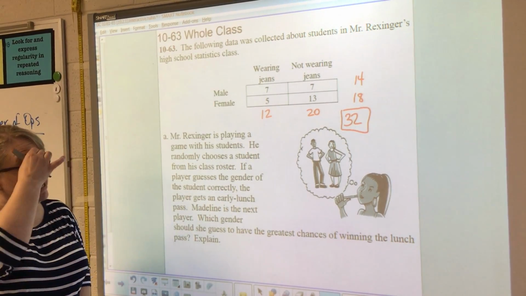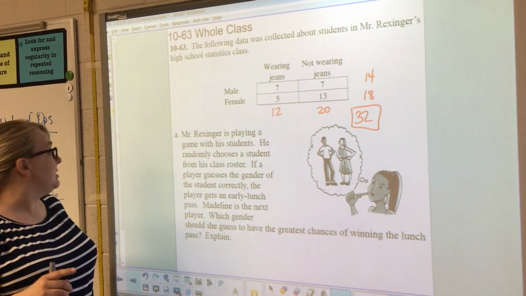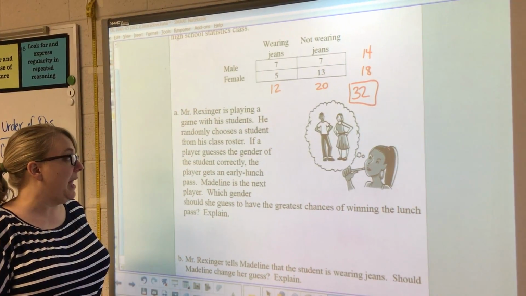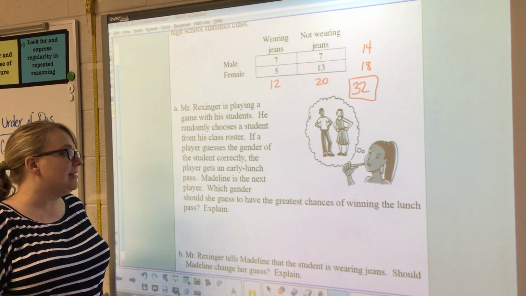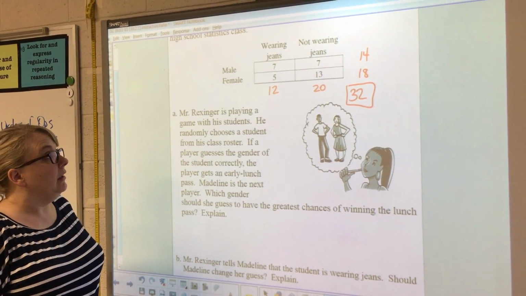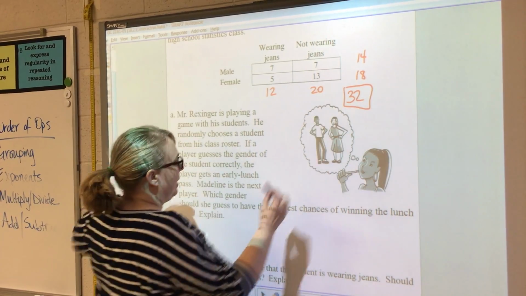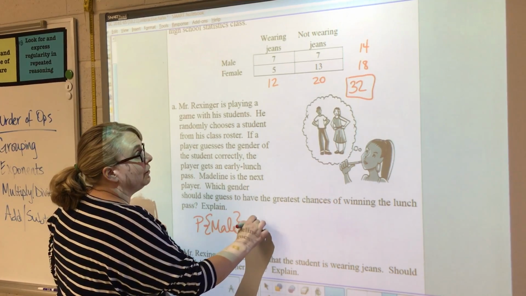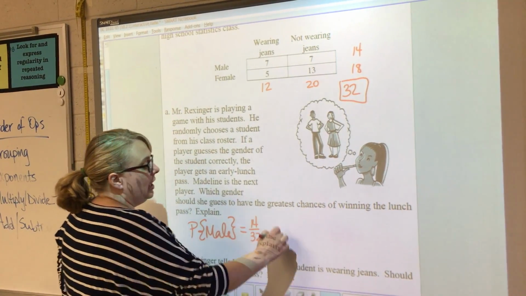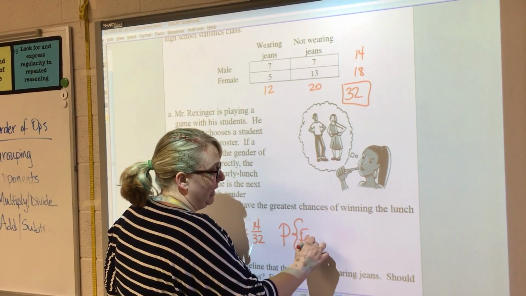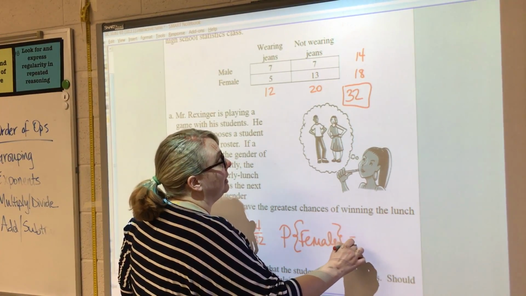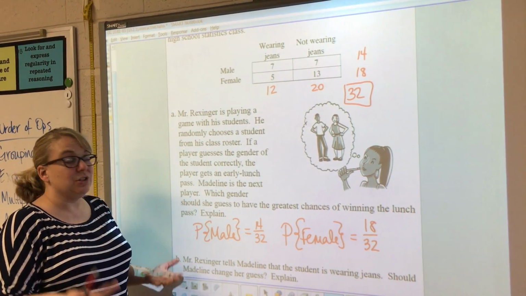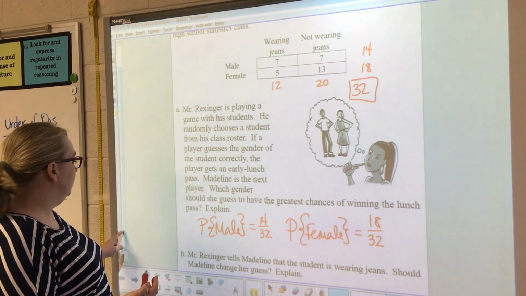Okay, Mr. Rexinger is playing a game with his students. He randomly chooses a student from his class roster. If the player guesses the gender of the student correctly, you get an early lunch pass. Which gender should Madeline guess to have the greatest chances of winning? Well, let's see. We've got males. The probability of him choosing a male is going to be 14 out of 32. The probability of him choosing a female is going to be 18 out of 32. Which one is higher? Female. So she has a better chance of winning if she chooses female.